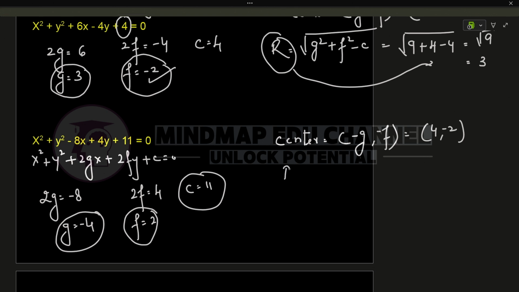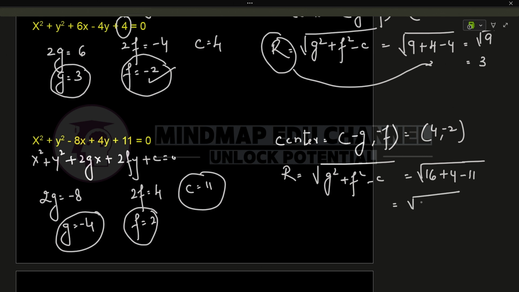Let's find out the radius now. So the radius will be the square root of g square plus f square minus c. So g square here is 16, f square will be 4, and c is 11, so minus 11. So here it will be 20 minus 11, root 9. Thus our radius is 3 units.